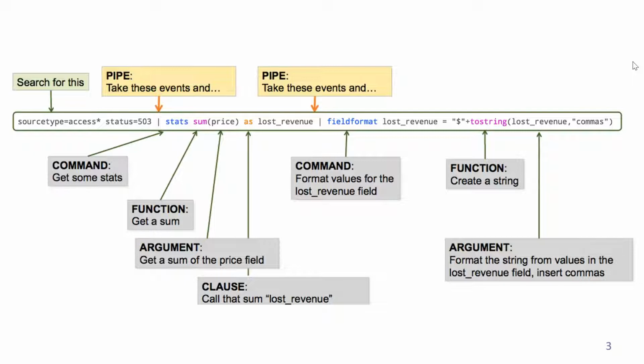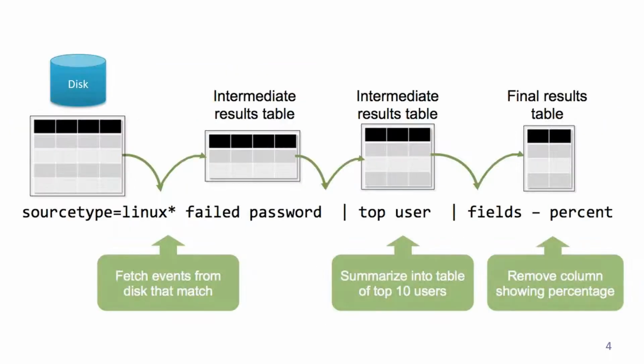Yes, so this is the way. Here you see source type Linux. You are searching for the intermediate results table, failed password, then top users, and then fails person. Here it fetches events from disk that match, and summarizes them into tables of the top 10 users, removing the column showing percentage. This is a pipe you can always use. Top is a command, failed is a command, user is a parameter.